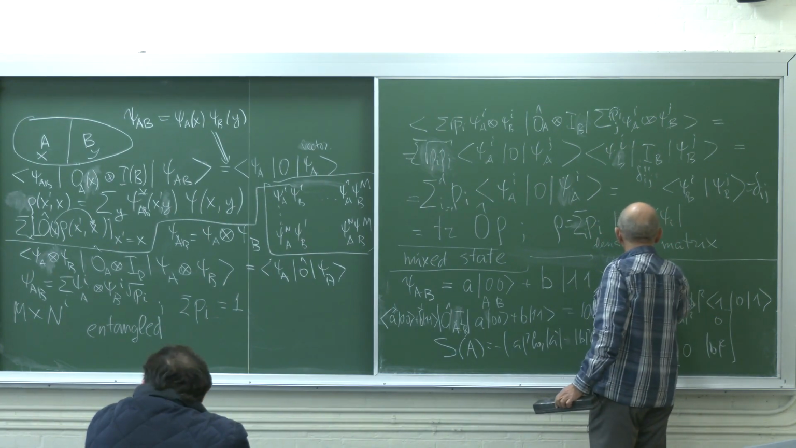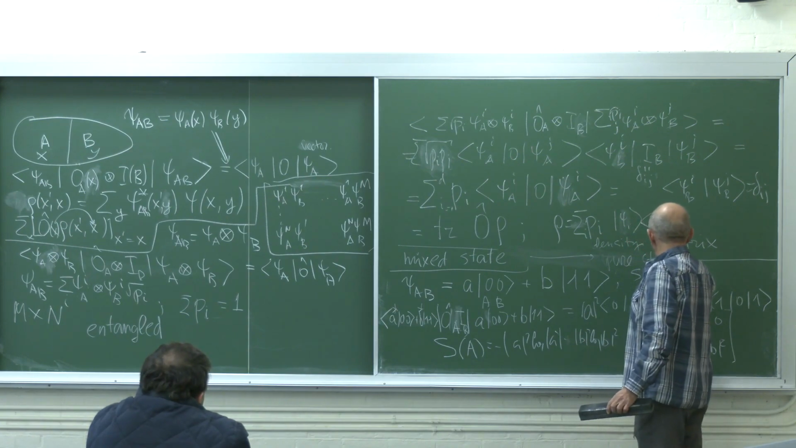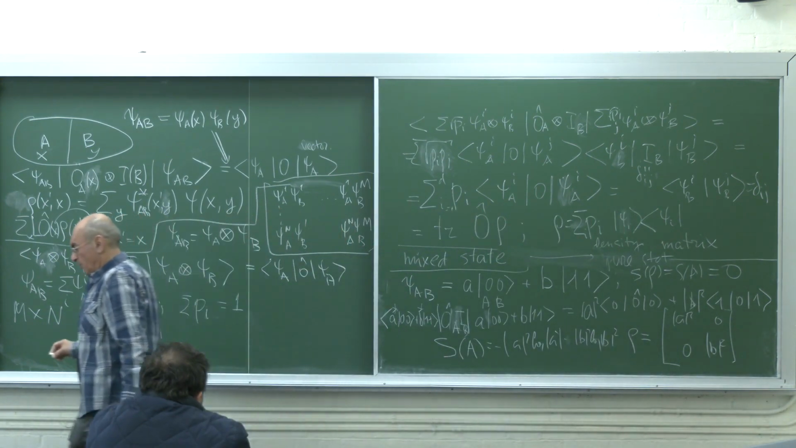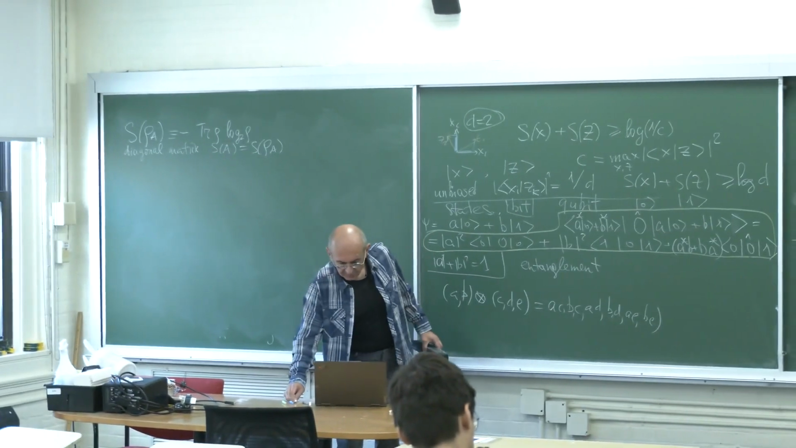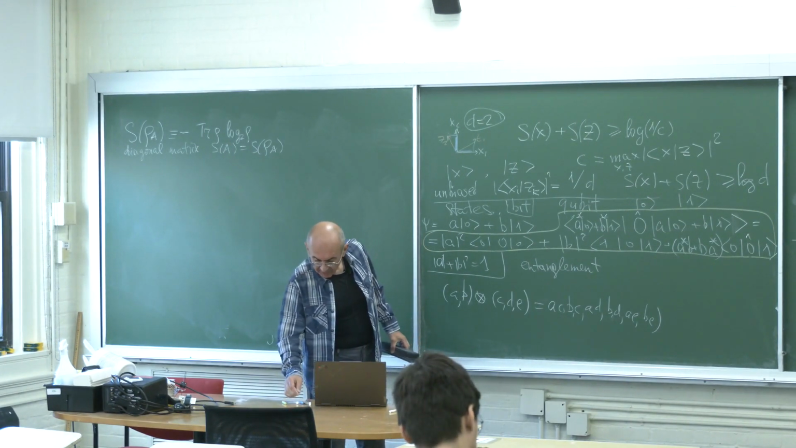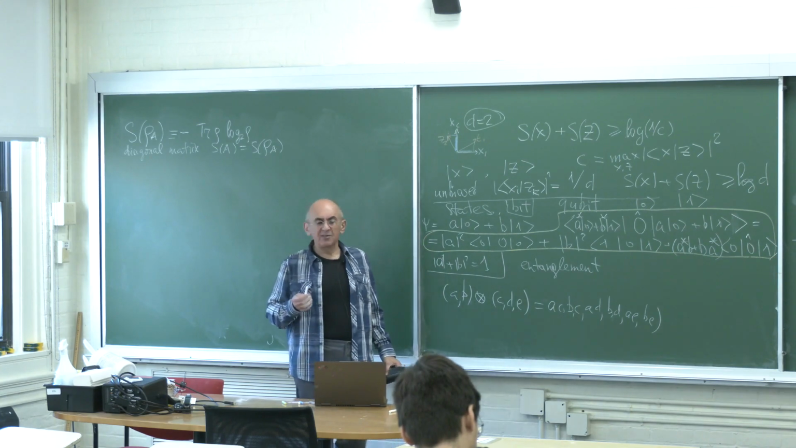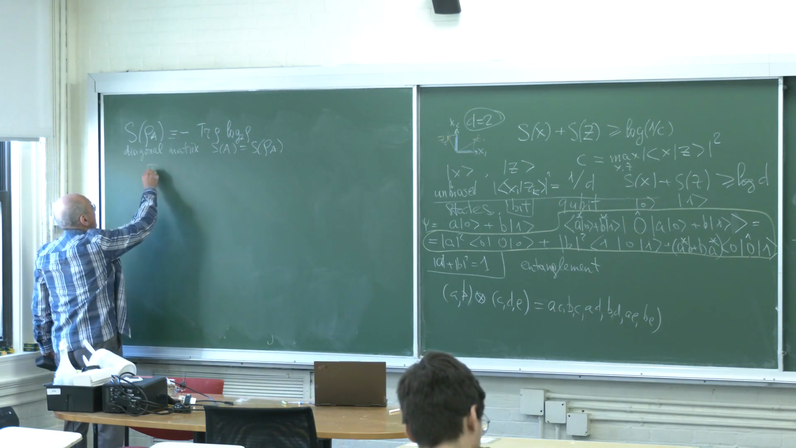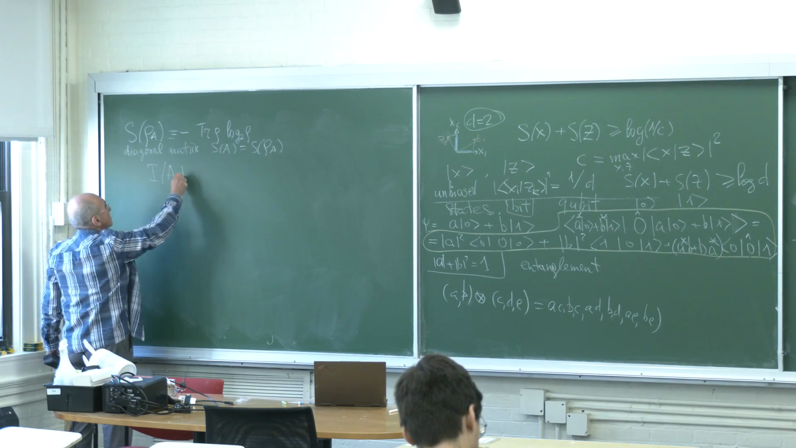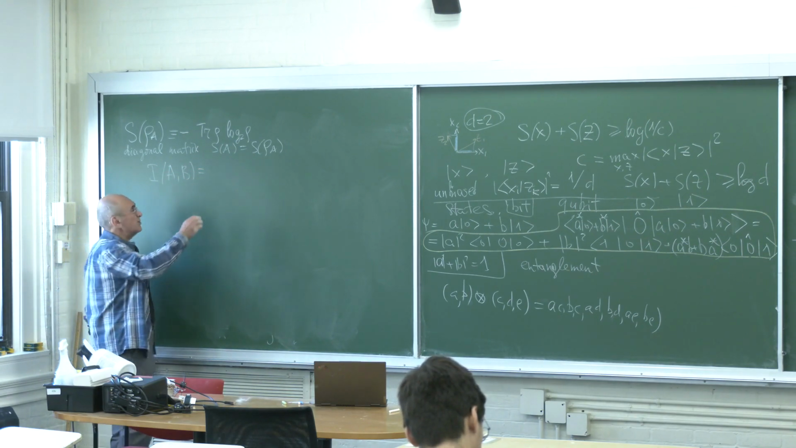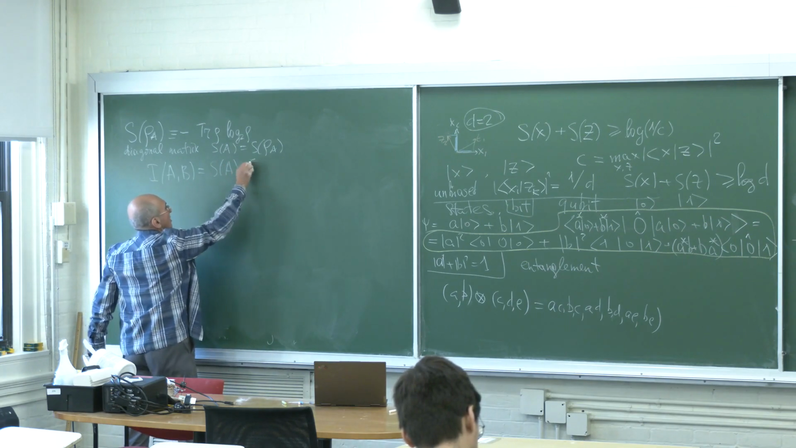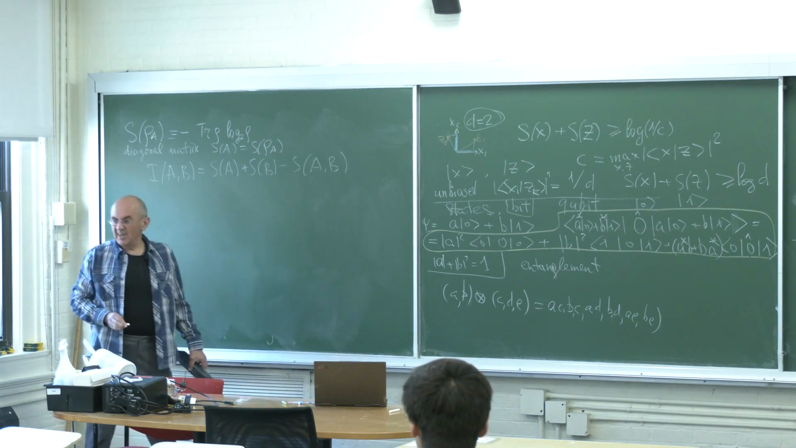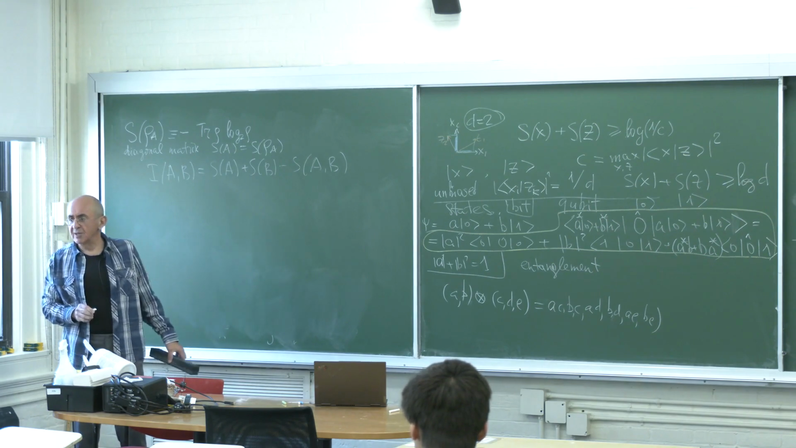So for a pure state, S of rho is S of A is exactly 0. But generally it's not. Okay? And so now we may compare it with the classical case. You remember how we characterized correlation in a classical case? We say that if we have A and B, we can characterize it by a mutual information, which was S of A plus S of B minus S of AB. Okay? Let's apply it to our case.